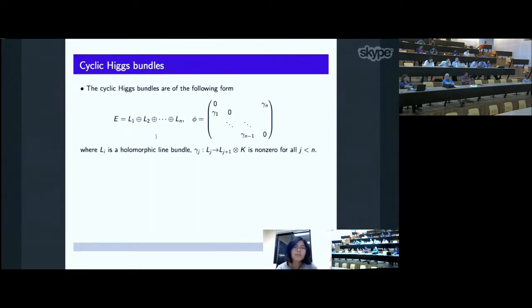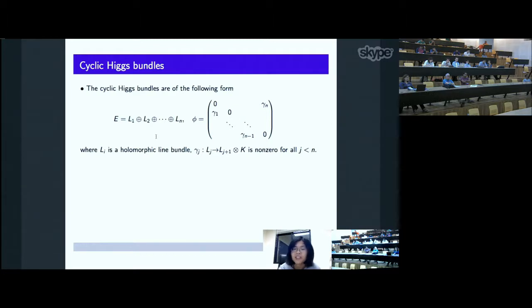The cyclic Higgs bundles are always in this form: the bundle E is a direct sum of line bundles L1, L2 to Ln. And the Higgs field is also very special. It takes L1 to L2 twisted by K, and takes L2 to L3 twisted by K, and it goes back by this gamma n, taking Ln to L1 twisted by K. So it actually forms a loop.